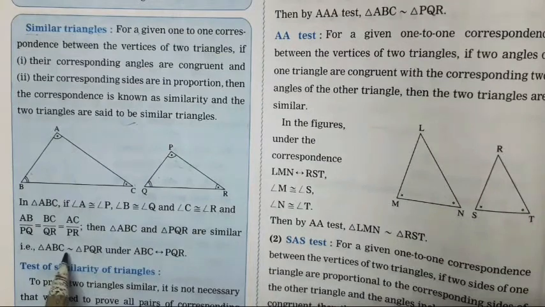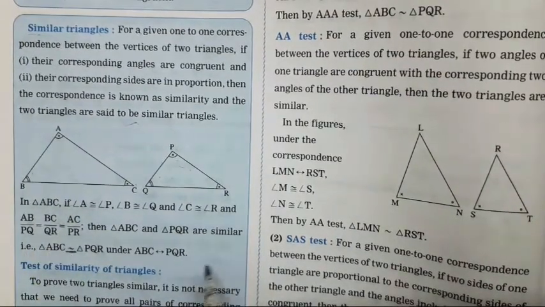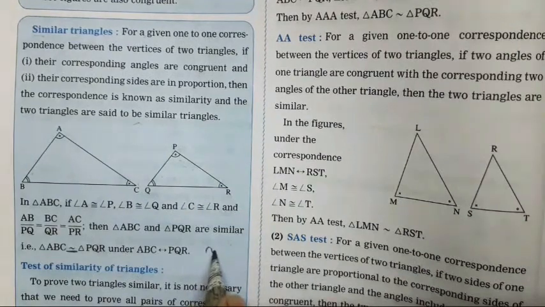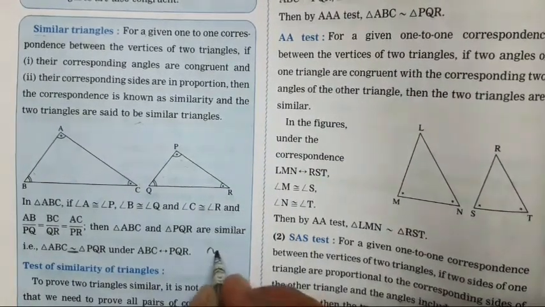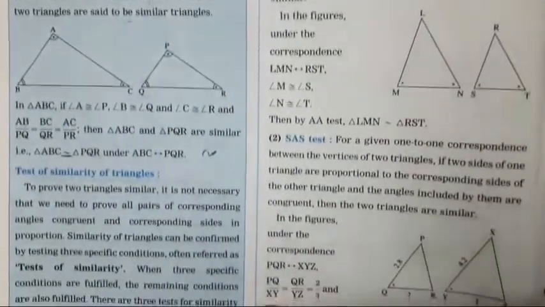So the sign of similarity is denoted in this way. Okay, it is an upside-down S. You all can see it over here. It is in this way. Alright, so now we will move on to the tests of similarity.